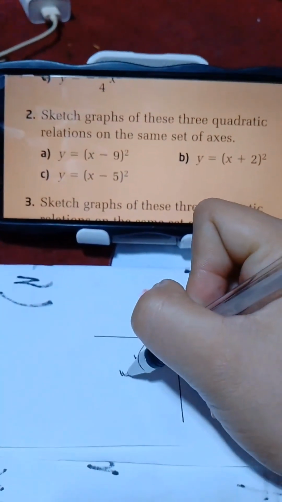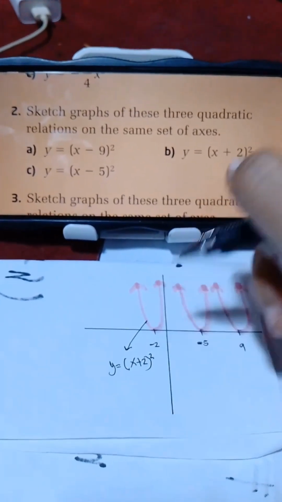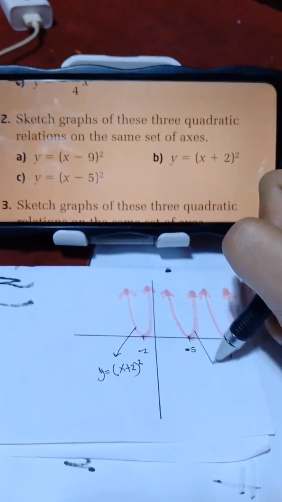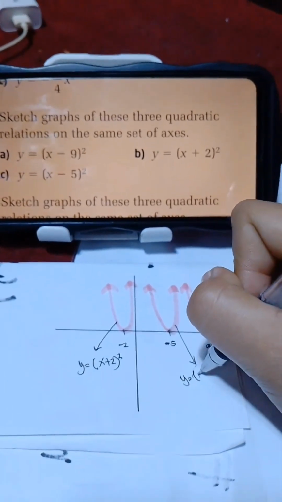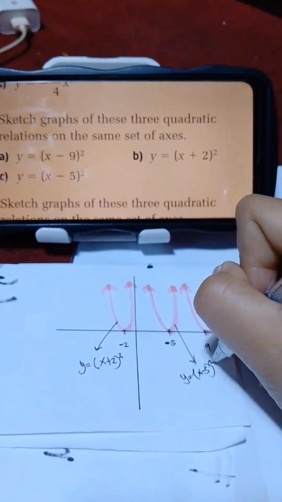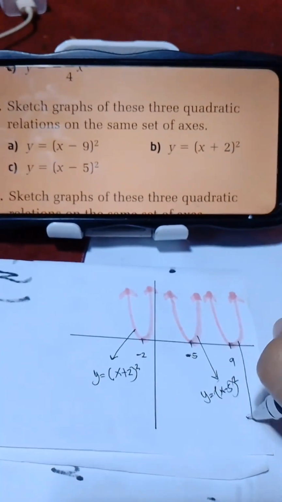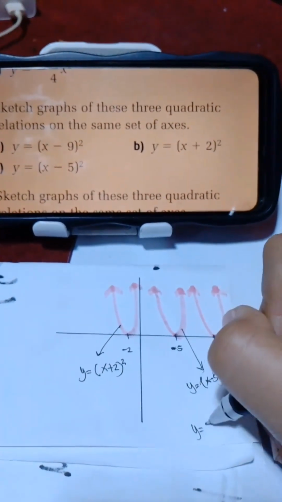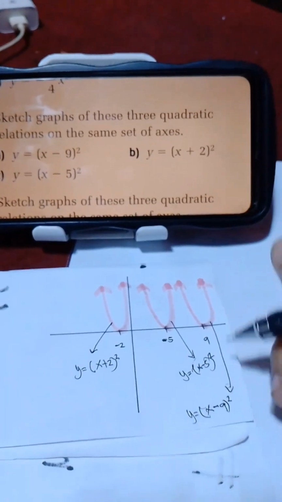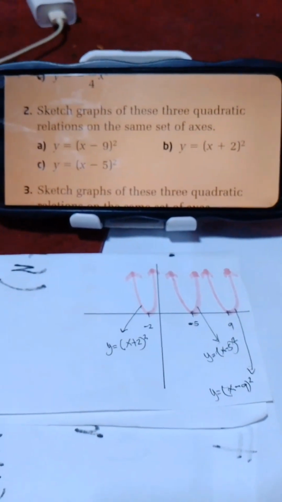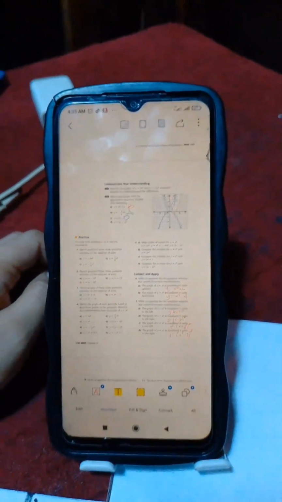So this one is y equals x plus 2 squared. This graph is y equals x minus 5 squared. And this will be y equals x minus 9 squared. So that will be the sketch of the graphs. That ends our video.